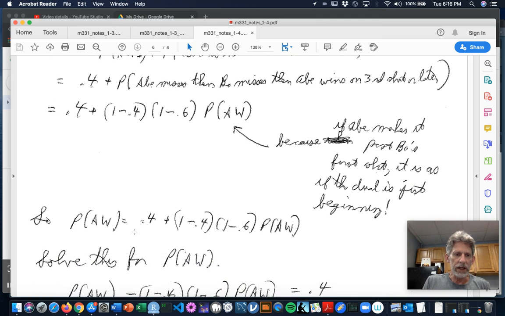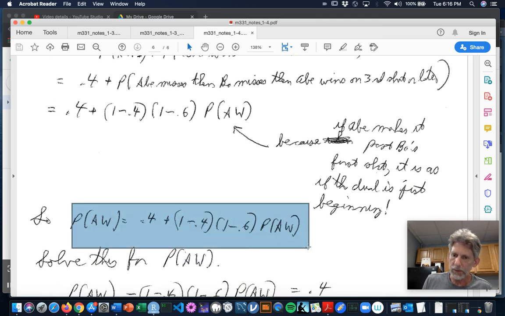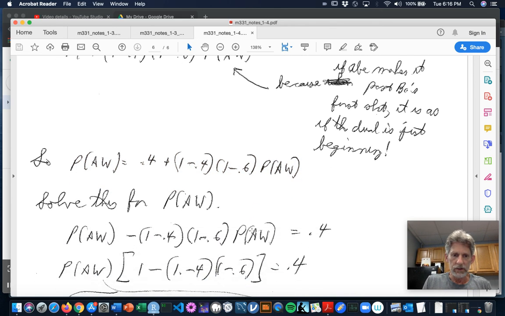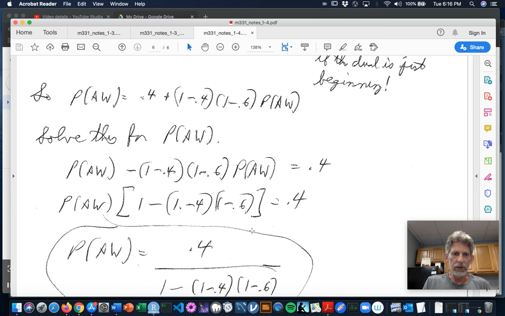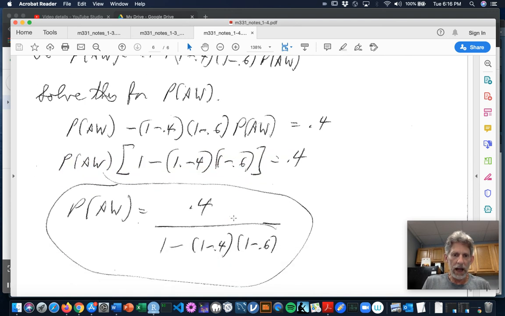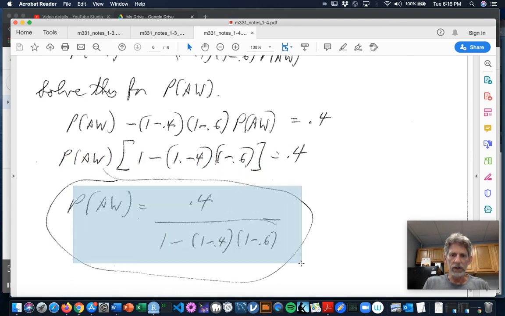So what you get is an equation that involves the unknown probability of Abe winning the duel. Solve it for probability of AW. Put probability of AW stuff on one side. Factor out probability of AW. Divide by the rest. And there you go. You get the same answer.